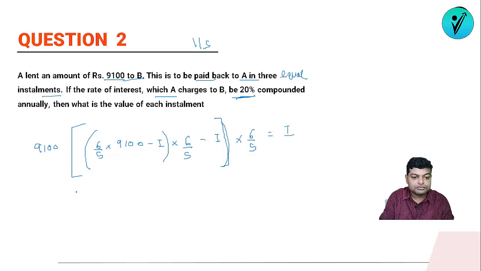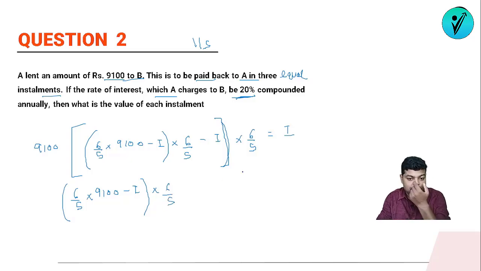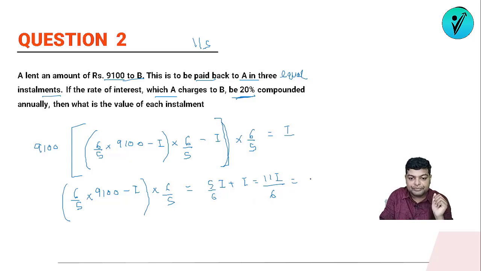Let's equate it. So we can say that 6/5 into 9100, minus I into 6/5. So first of all let's move this 5 to that side. So it will be 5/6. So it will be 5/6 I, and if you add this I, it will become 11I/6. Okay, it will be 11I/6. Moving this 6/5, what we will be getting is 55I upon 36. 55I upon 36.